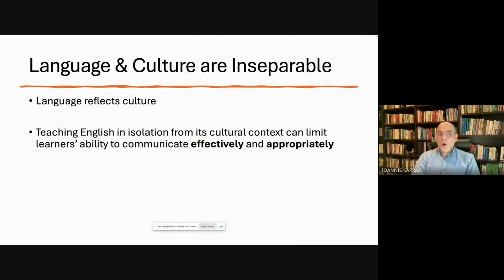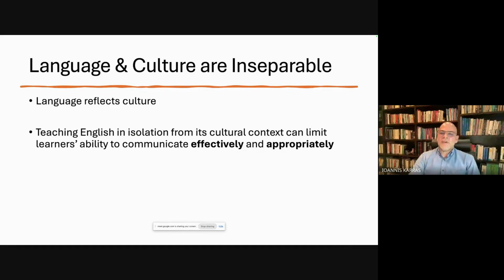So we all know that language and culture are inseparable. They go hand in hand. Teaching English in isolation from its cultural context can limit learners' ability to communicate effectively and appropriately. And not only its cultural context, but we will see later also a global context.